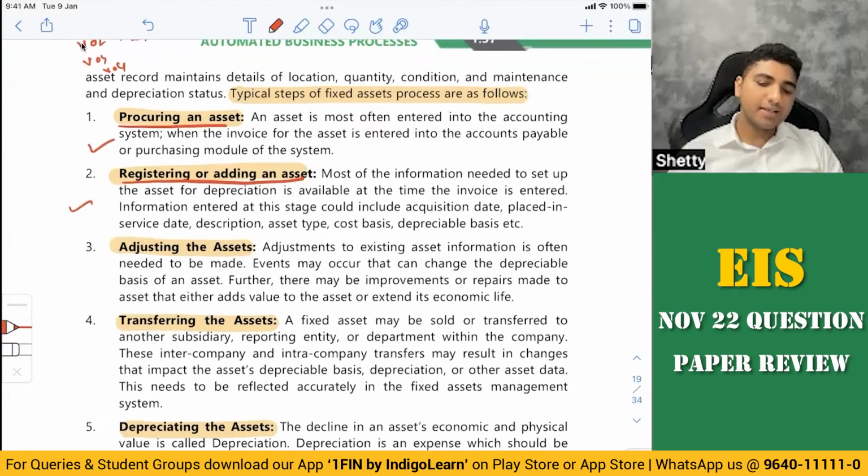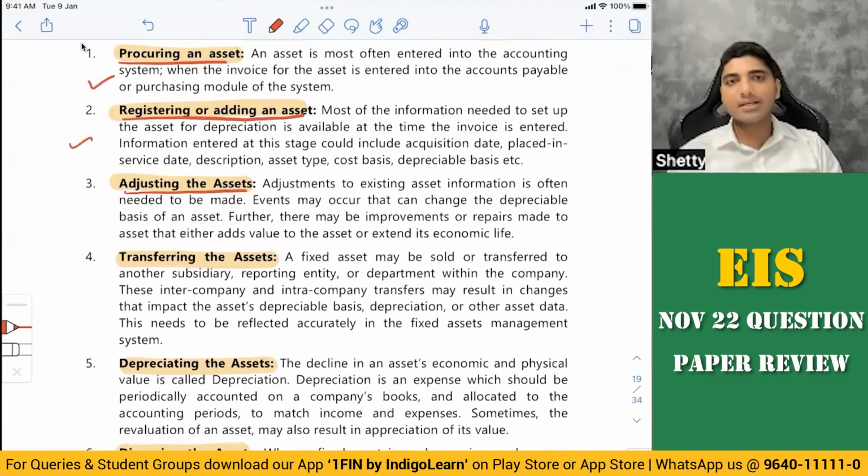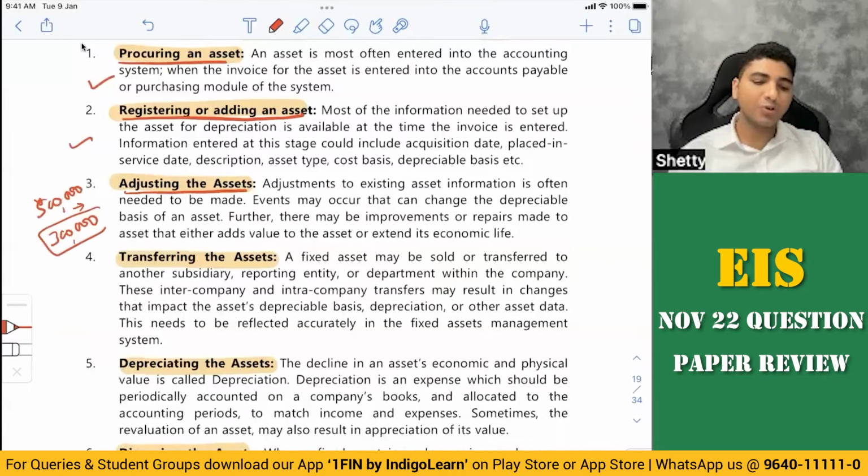The third step is adjusting the assets. What is adjusting the assets? Every year, I will see the condition of the asset. Let us say I purchased one vehicle which met with an accident. The original value was 5 lakh rupees, but after the major accident, the actual value of the asset would be just 3 lakh rupees. Now, I can't again show the value of the asset as 5 lakh. I have to reduce the value to 3 lakh rupees. So that is the process of adjusting the value. I have to revalue it depending on the condition of the asset.